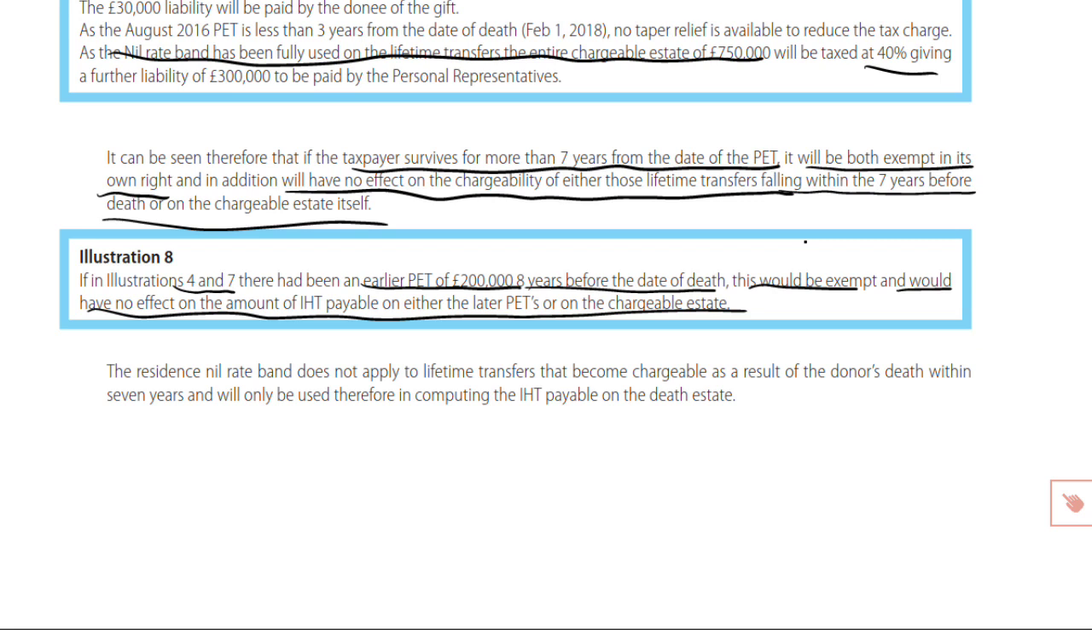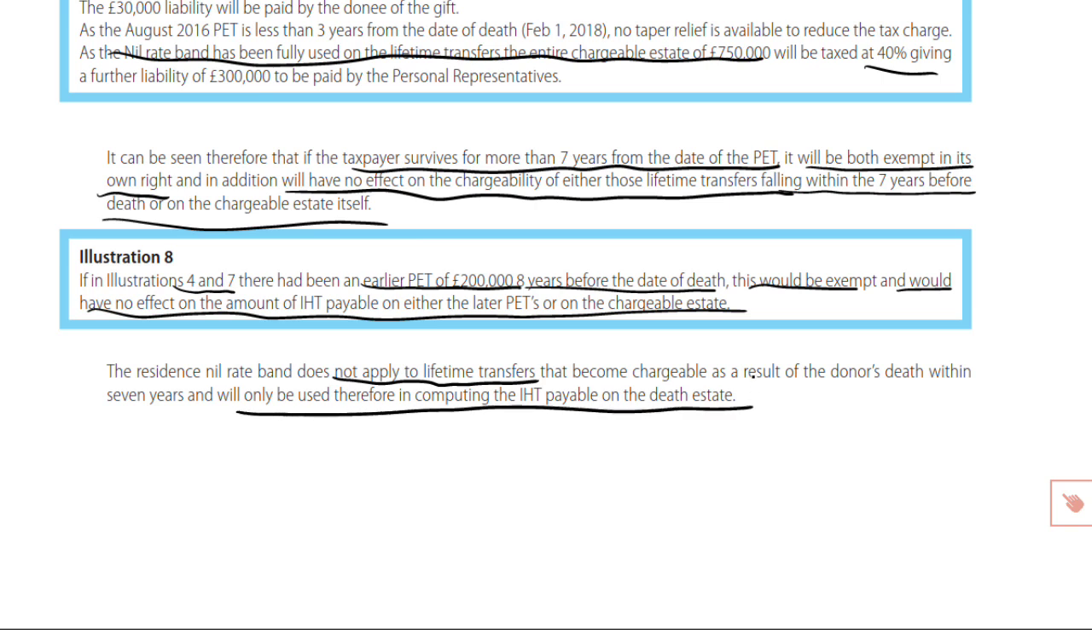But if there's a residence nil rate band available, that does not apply to lifetime transfers. I'll cross that out, try to underline it. Does not apply, that's better, to lifetime transfers. They become chargeable as a result of the donor's death within 7 years and will only be used in computing IHT payable on the death estate.